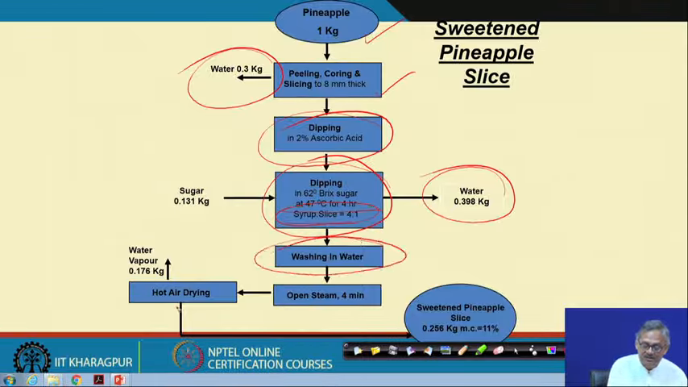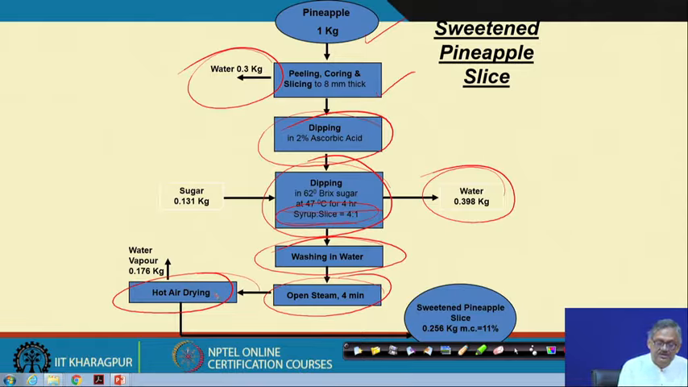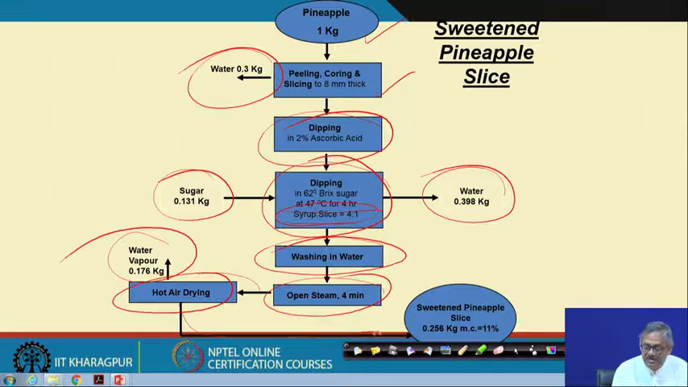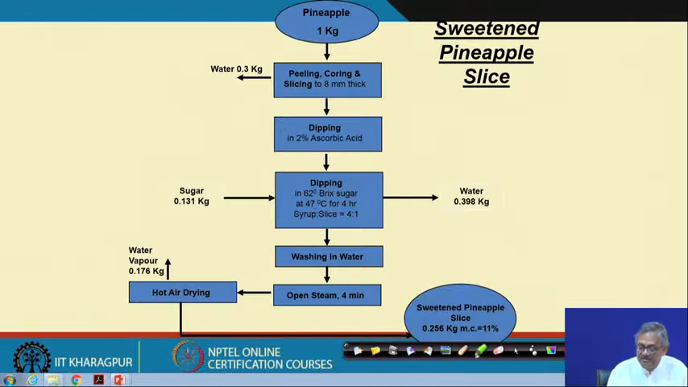Then washing in water, open steam is given for 4 minutes. Then it is hot air dried, water vapor goes out. In this case sugar is also added before that. Water is coming out, 0.176 kg. So, with hot air drying you get sweetened pineapple slice of 0.256 kg with moisture content around 11%, right.